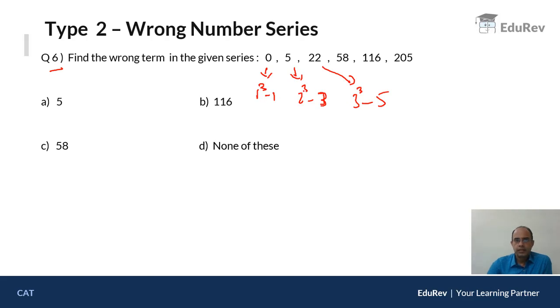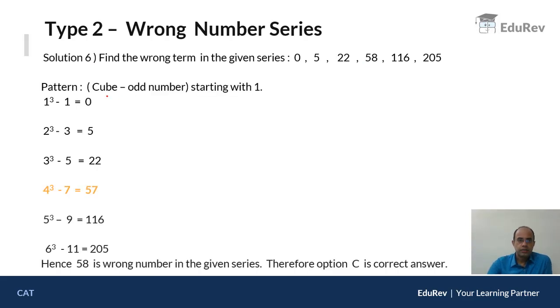So we are getting a pattern. 58 should be 4 cube minus 7, but 4 cube is 64, minus 7 is 57. Here it is 58. So we are getting the pattern and 58 is the wrong number. Let's look for the pattern. The pattern is cube of natural numbers minus odd numbers starting with 1. The first term is 1 cube minus 1, which is 0. The second term is 2 cube minus 3, which is 5. The third term is 3 cube minus 5, which is 22. The fourth term is 4 cube minus 7, which is 57. But here it is given as 58. Hence 58 was the wrong number.